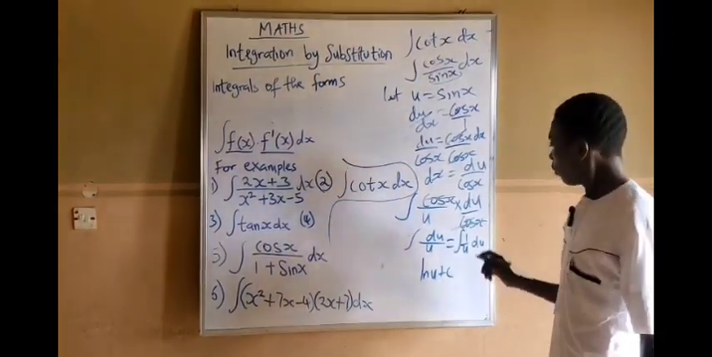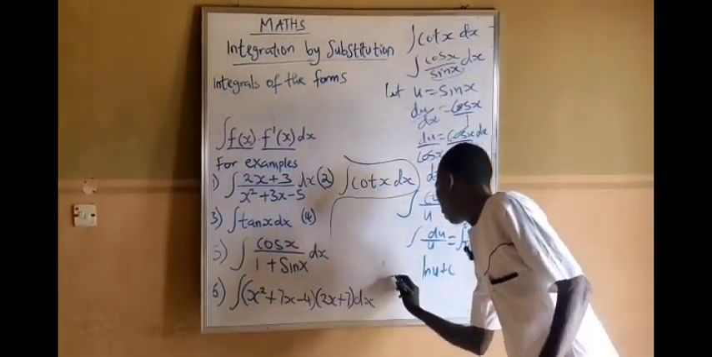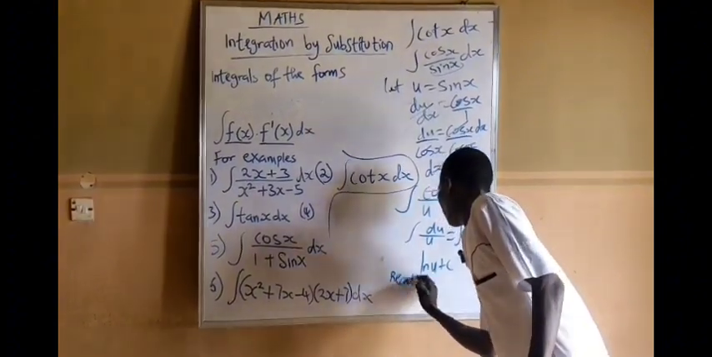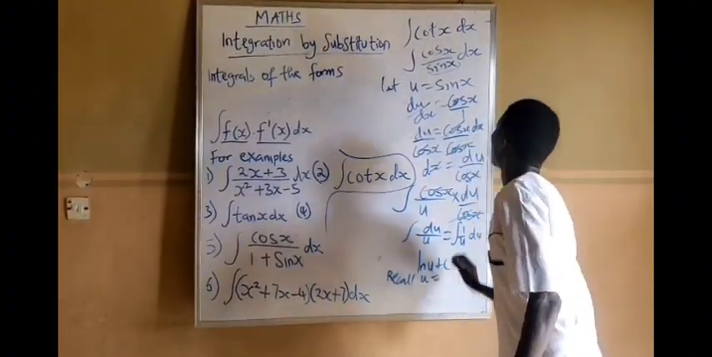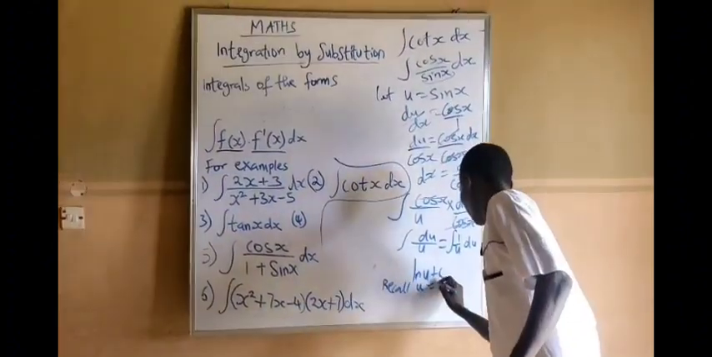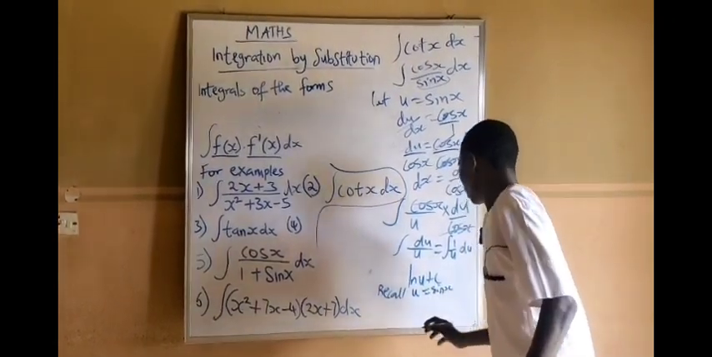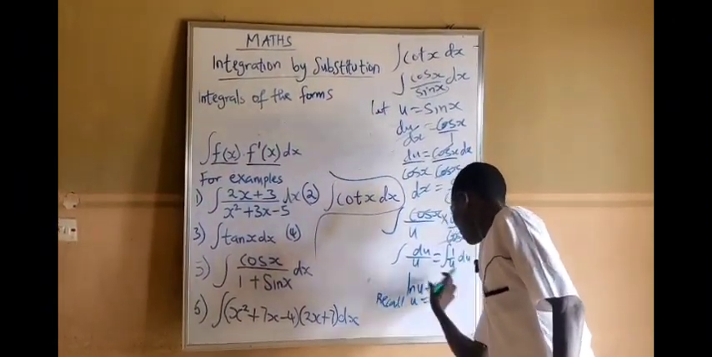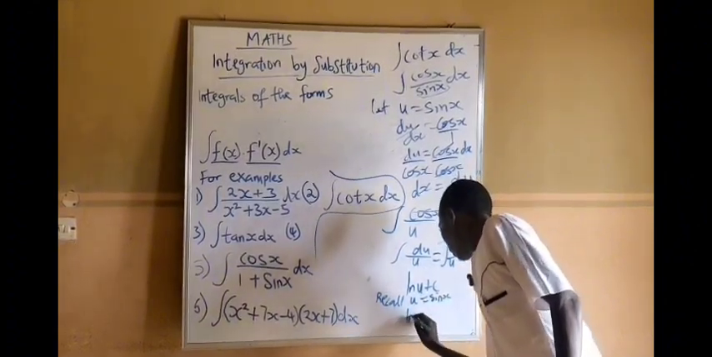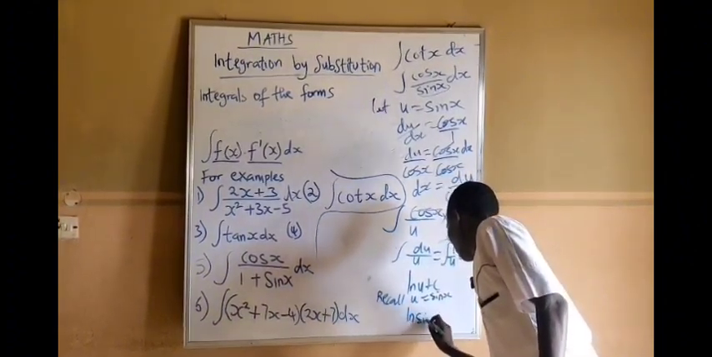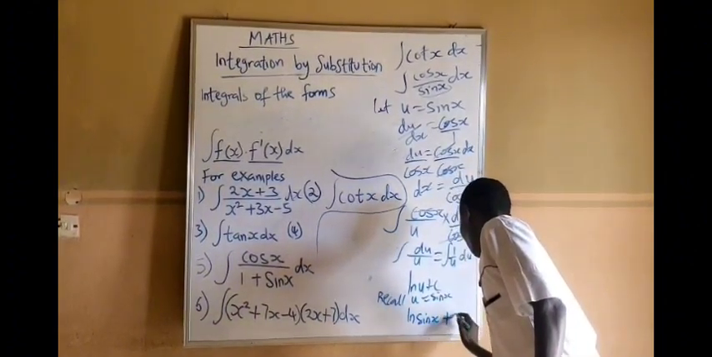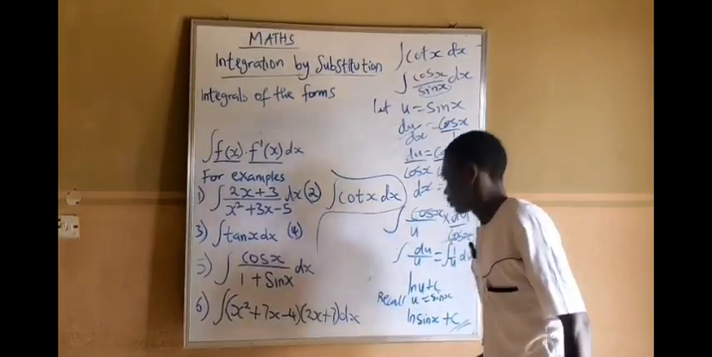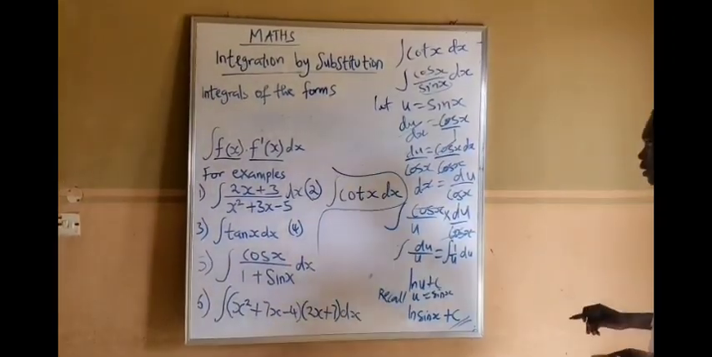But recall that u equals to sine x. So if you substitute sine x into the value of u, we have ln sine x plus c. That is our final answer. That is our final answer for that.